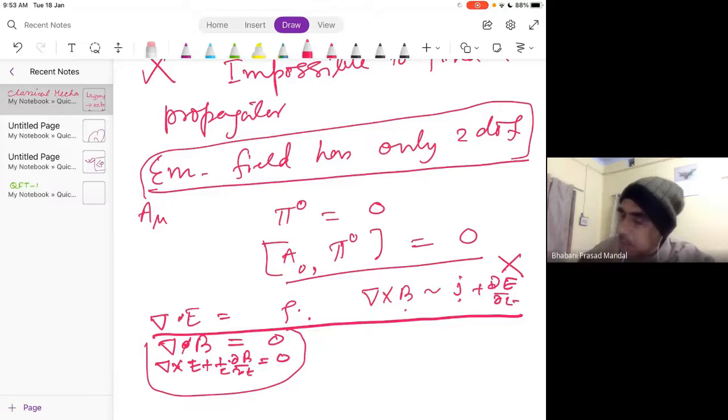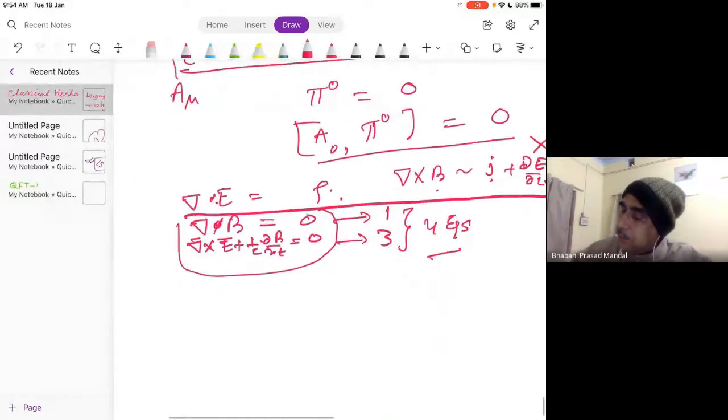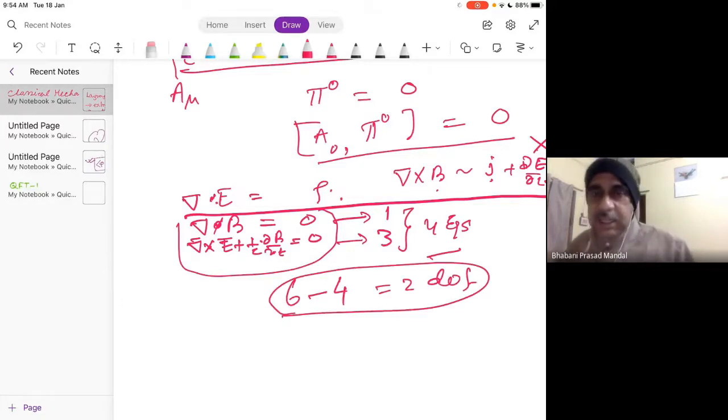The electric field cannot be anything, the magnetic field cannot be anything, its divergence has to be 0. So these are the 4 constraints, because this is a scalar equation, 1 constraint. This is a vector equation, so a vector equation means 3 components: X component, Y component, Z component, all are 0. So these are 4 constraint equations, and the electric field has 3 degrees of freedom, the magnetic field has 3 degrees of freedom, 6 degrees. So 6 degrees of freedom minus 4 constraints, so 2 degrees of freedom. So we have fewer degrees of freedom, and we are considering more degrees of freedom.